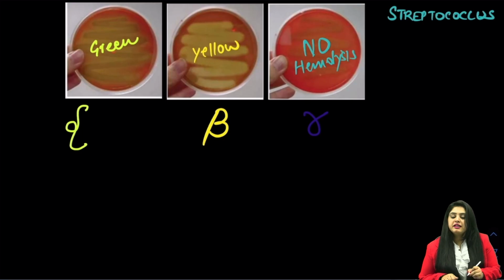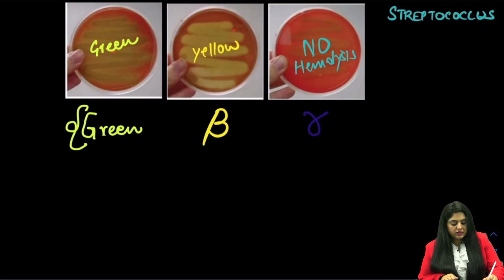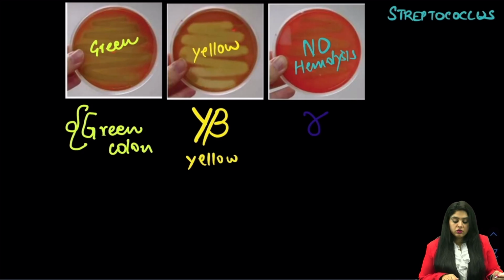How do I remember it easily? Alpha, the way you write alpha, I'll fit a G inside it. What is the color that I'm gonna get in alpha hemolysis? I'll get a green color. With beta I can make a yellow. What is the color that I'll get with beta hemolysis? Yellow color. And gamma is gone. There is no breakage at all.